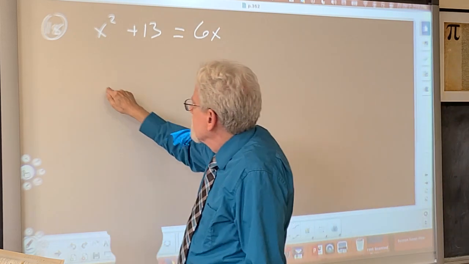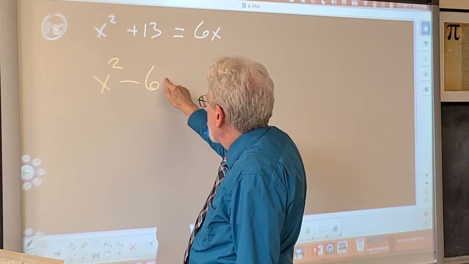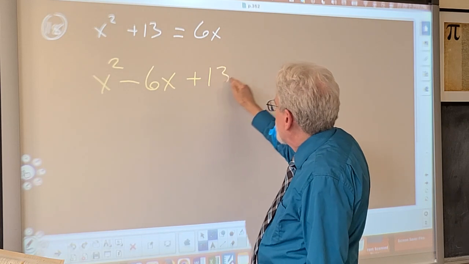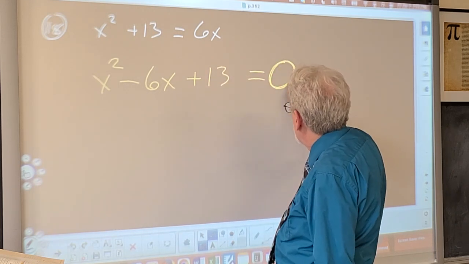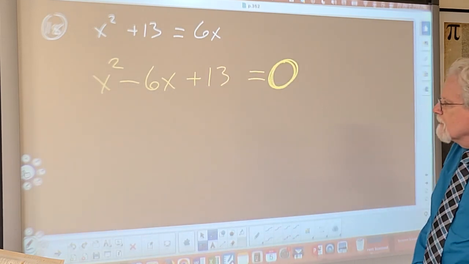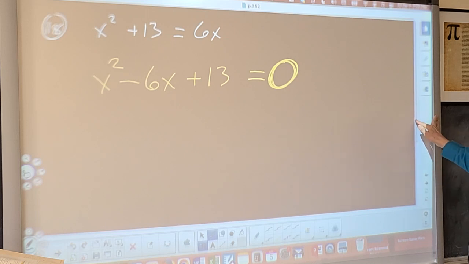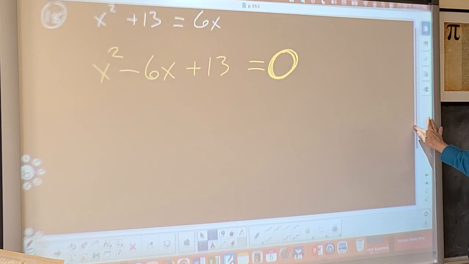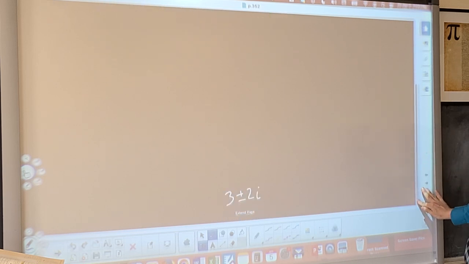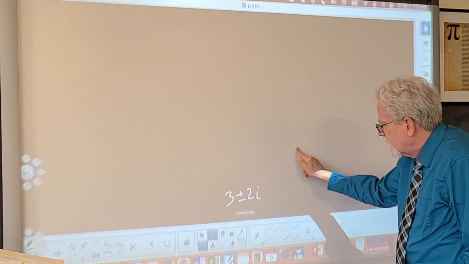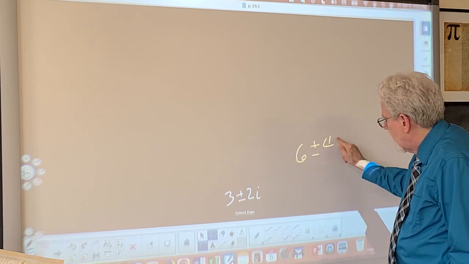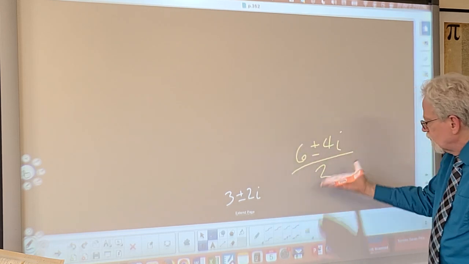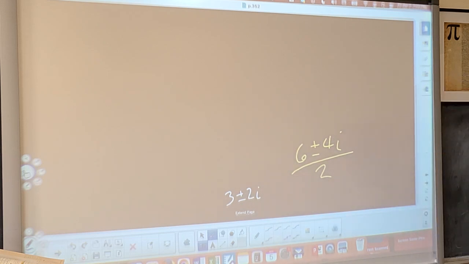Subtract 6x. x squared minus 6x. You've got to have standard form first. You've got to have this 0 over here first. And then plug the stuff in. Anything fancy happen? It's just ordinary. It's hard to make these hard. They always work out the same way. And looking at the a value there tells me that this must have started off as 6 plus or minus 4i over 2, which reduces to 3 plus or minus 2i.